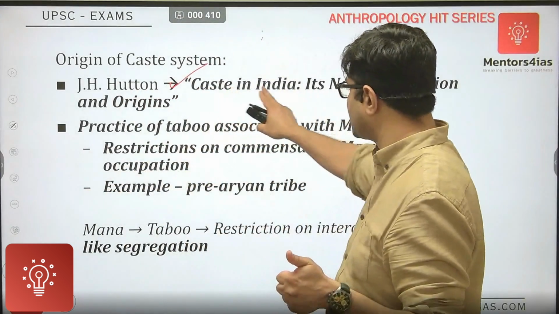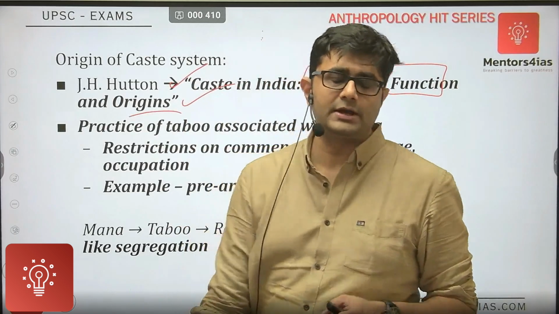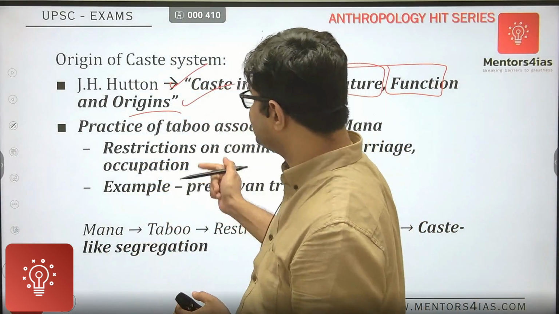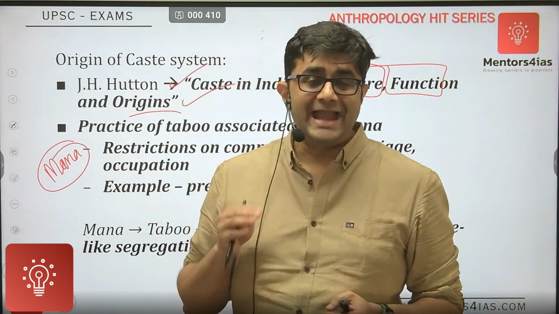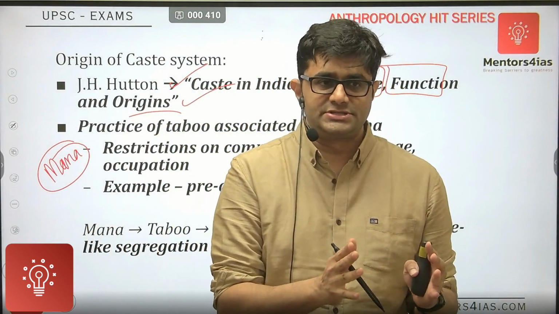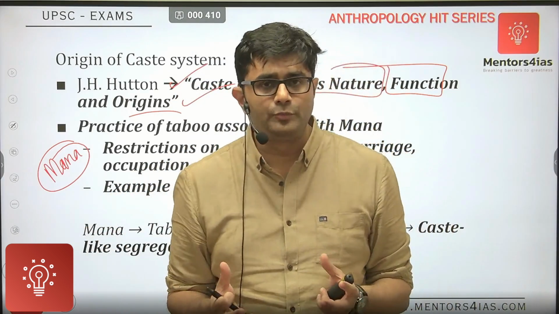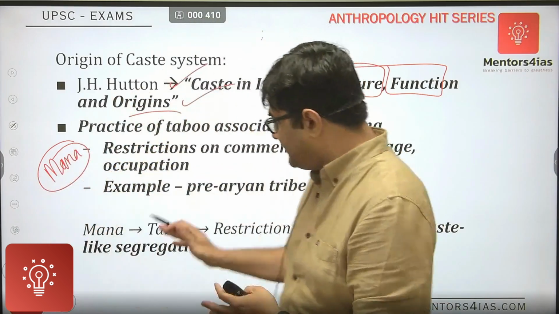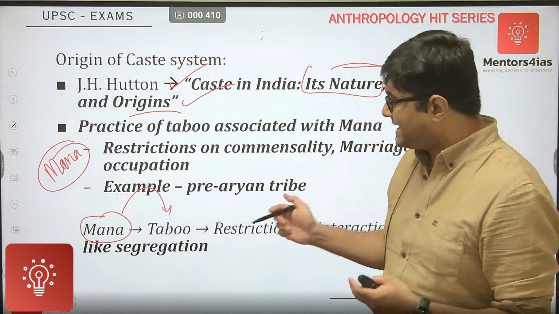One is Hutton in his book, The Caste in India, Its Nature, Function, and Origin. Very important work by Hutton, in which he explains the origin of caste system. So he says that it is the practice of mana by our tribes that gave rise to various practices like taboo, which led to restrictions in commensalism, in interaction with other group people, practice of endogamy, which ultimately gave rise to caste system.